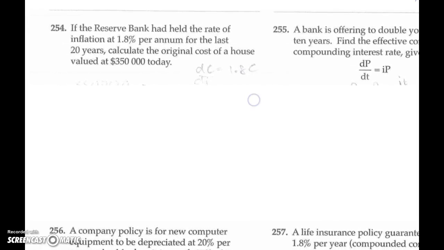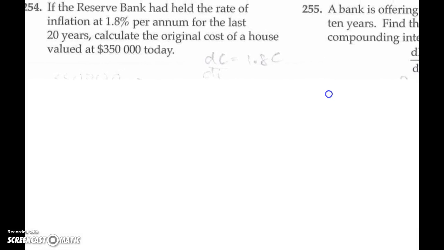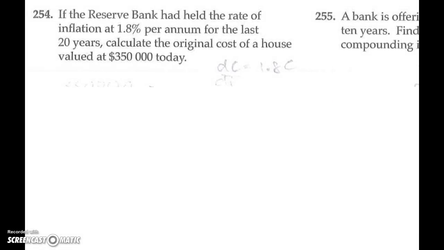Okay. If the Reserve Bank held the rate of inflation at 1.8% per annum for the last 20 years, calculate the original cost of a house valued at $350,000 today. So, what information do I have? My differential equation was that my cost, dC/dt, is going to equal 0.018, and it's with respect to the cost of the house initially at that point in time.